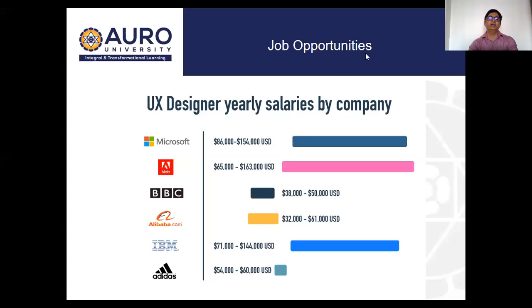As we can see at the international level, these are the UX designer yearly salaries by company: Microsoft, Adobe, BBC, Alibaba, IBM, Adidas. So we can see how much salary there is; the sky is the limit, we can say.